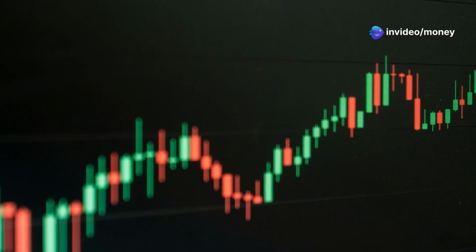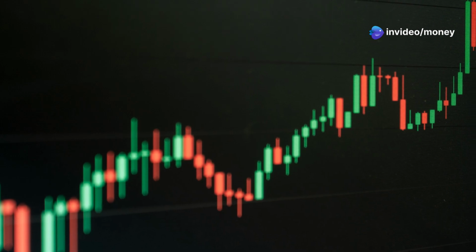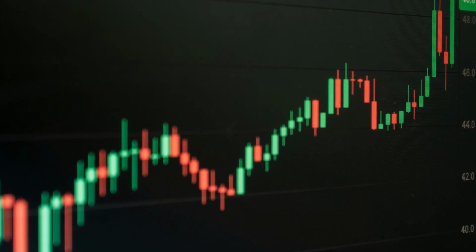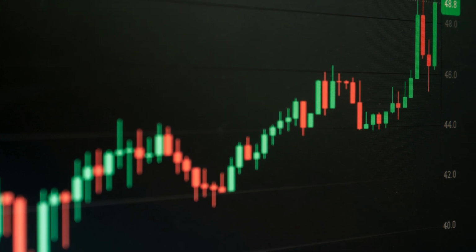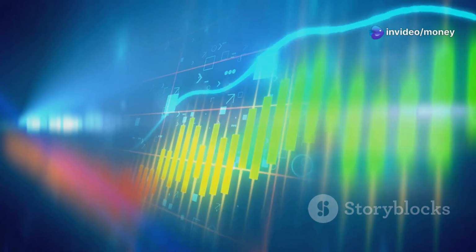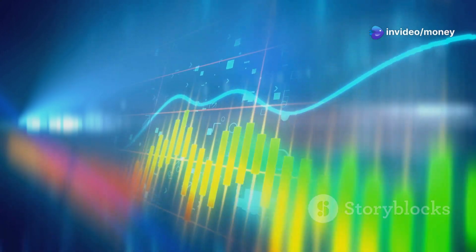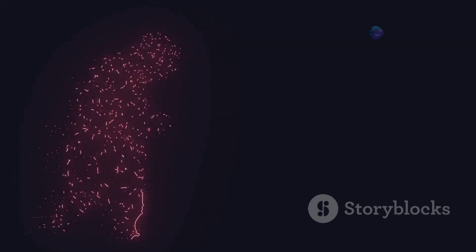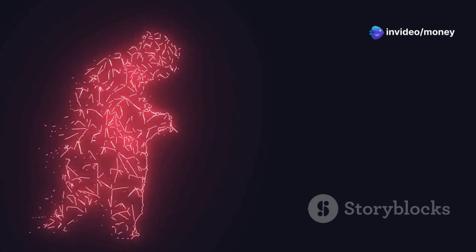Each individual candlestick provides 4 key pieces of information: the opening price, the closing price, the highest price, and the lowest price for a given time frame. The main rectangular part of the candle is called the real body, which represents the range between the open and close. If the close is higher than the open, the body is typically colored green or white, indicating buying pressure. If the close is lower than the open, it's colored red or black, showing selling pressure.